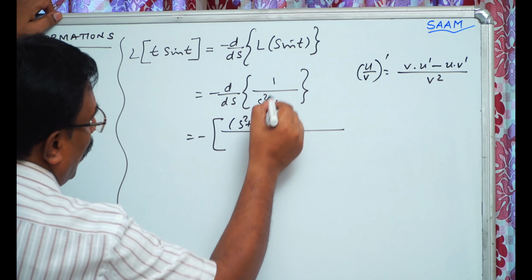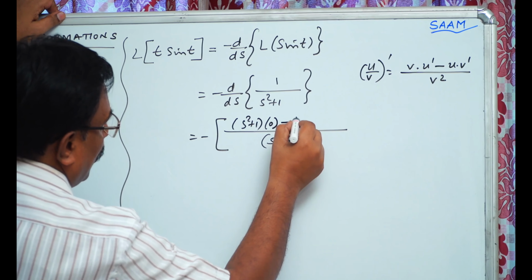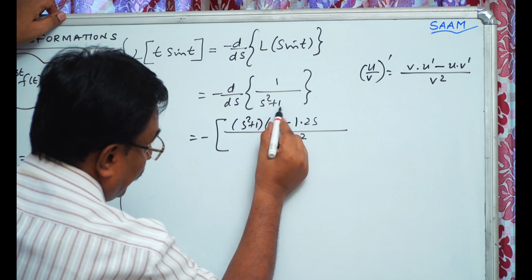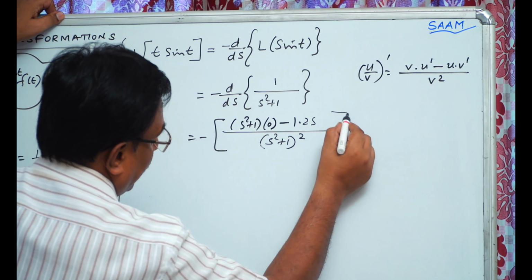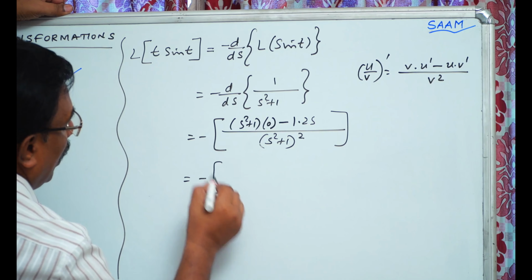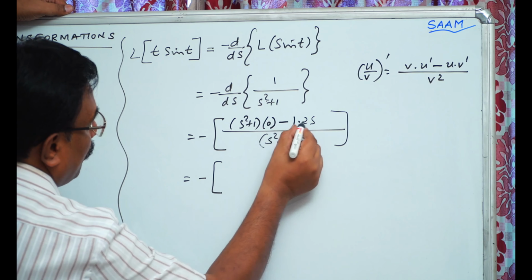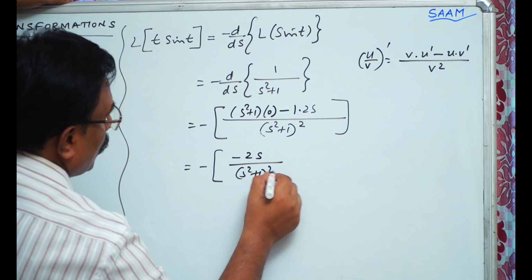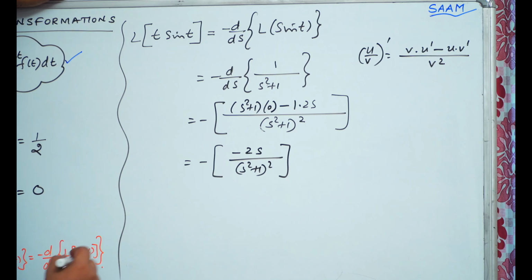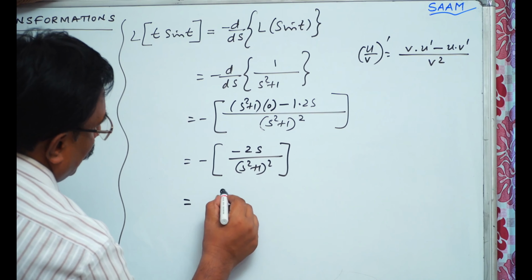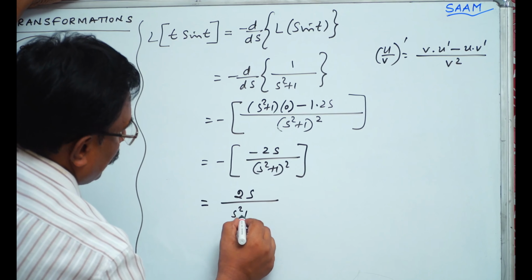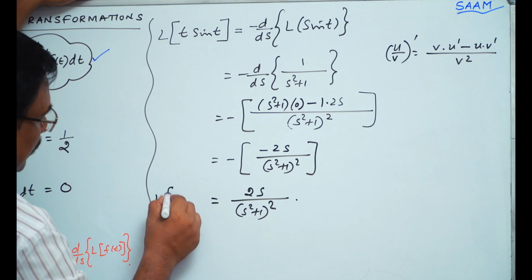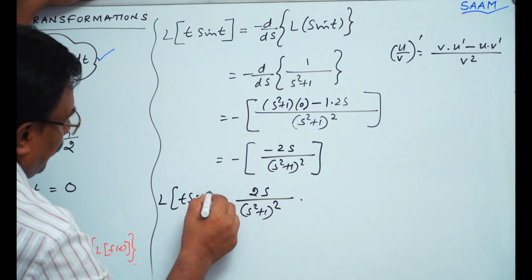The derivative of 1 is 0, minus 1 dot the derivative of s square plus 1, which is 2s, since the derivative of 1 becomes 0. Then I can stop here. Minus of 0 minus 2s, so minus 2s divided by s square plus 1 whole square, with the outer minus gives 2s divided by s square plus 1 whole square. Stop here. This is Laplace of t sin t.